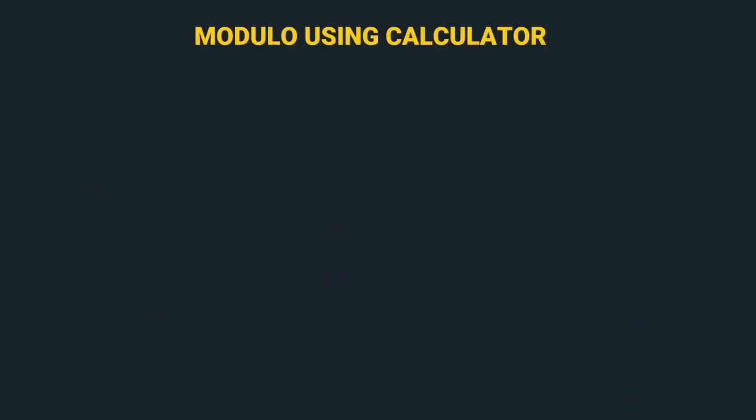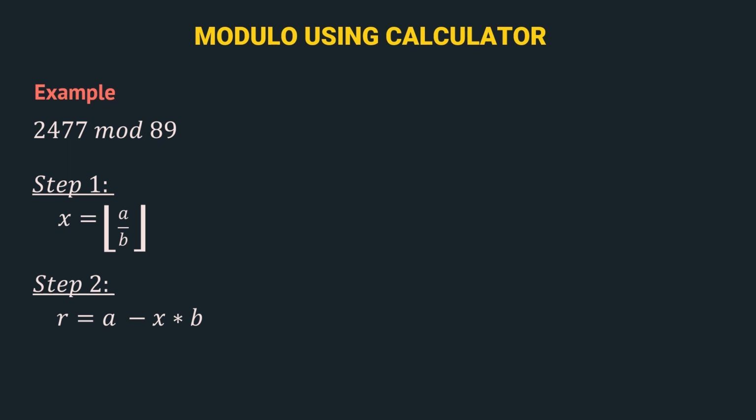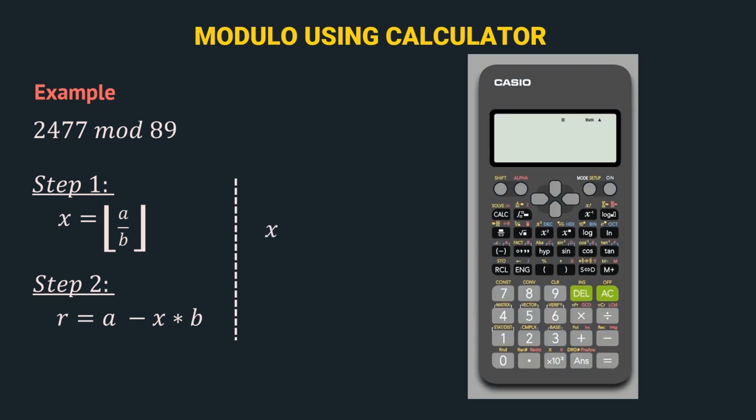Let's take another example. Here the example is 2477 mod 89. The steps remain the same. Let's calculate the value of x using a scientific calculator. Another great feature of the calculator is that it preserves the history of calculation. So if we use the upper button, we get the previous formula, and if we click it once, we get the first formula. So let's calculate it.